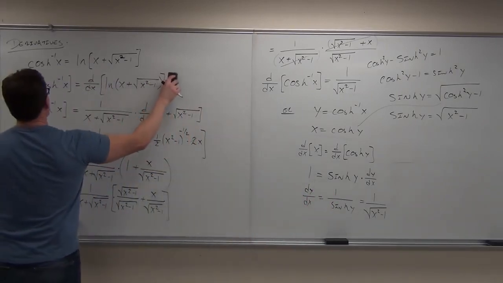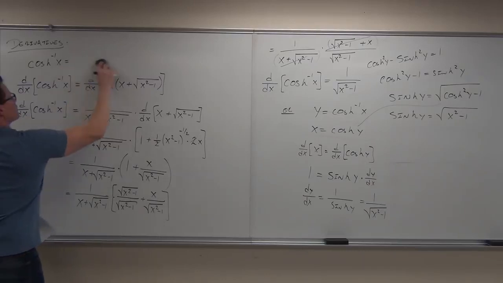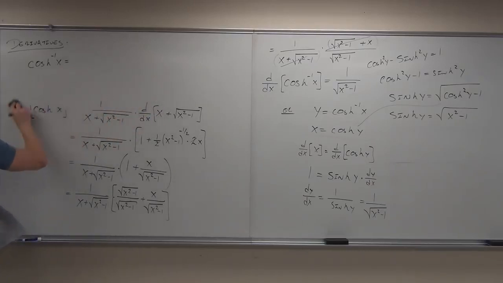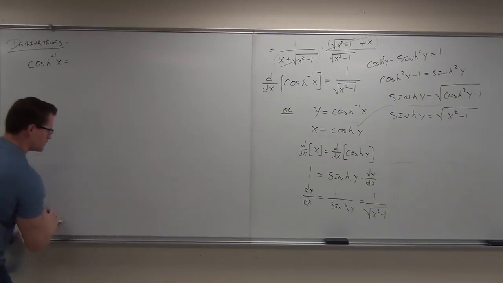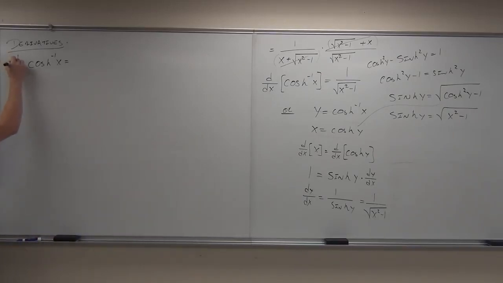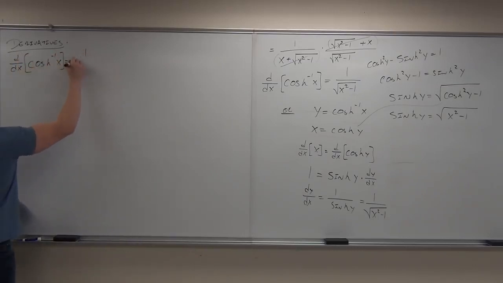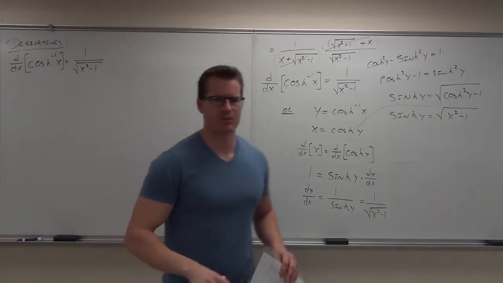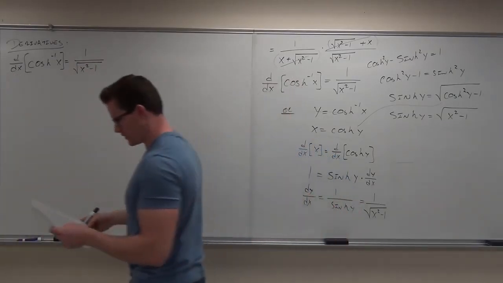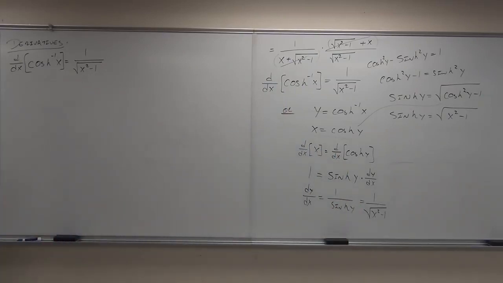So, we know that if I do a derivative of cosh inverse, we end up getting 1 over the square root x squared minus 1. I'm just going to give you the rest of them. I'm not going to prove the rest of them. Some of the proofs are similar, some are a little bit different. But here we go.